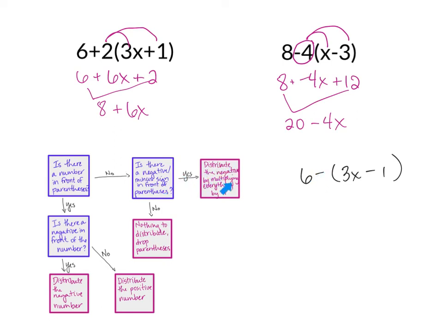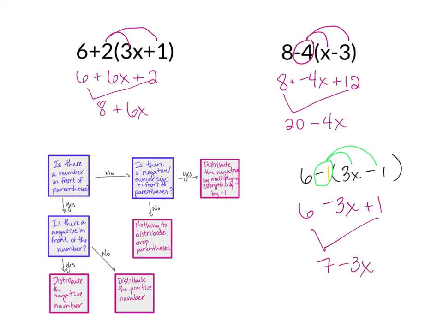So there we're going to distribute the negative by multiplying everything by negative 1. So I'm going to put in a 1 here. And what we're going to distribute is this negative 1. So it's going to be negative 1 times 3x, which is negative 3x. And then we're going to go negative 1 times negative 1, which is positive 1. And then we're going to drop down that 6. Combine your like terms, so we get 7 minus 3x.